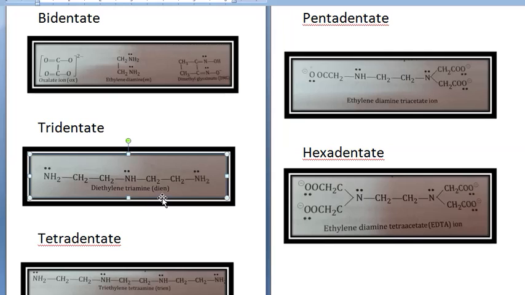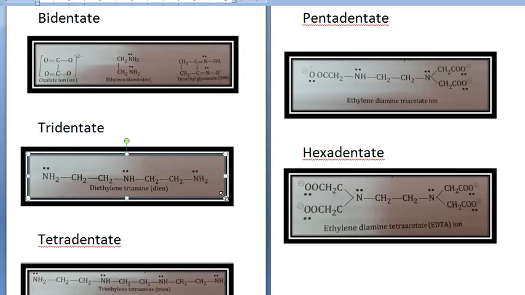So in this case, there are three nitrogen atoms present, and each nitrogen atom has a lone pair which can be donated to form the coordinate bond. So it can donate three lone pairs and form three coordinate bonds. So it is known as tridentate ligand.